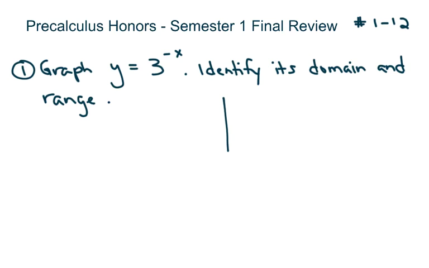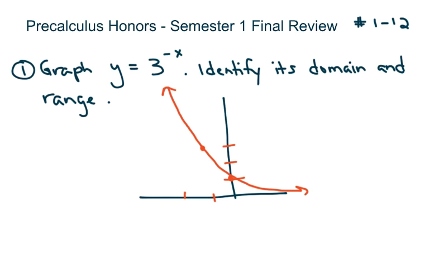I assume you can all graph this on your calculator, and you would see something that looks similar to this. It would look like that. Some of the ordered pairs this graph would go through: it would go through (0, 1), because anytime you raise any exponential function to the 0 power, you're going to get 1. It goes through (-1, 3), because when you plug in -1 for x, you get those two negatives that make a positive, so you get 3 to the first, which is 3.